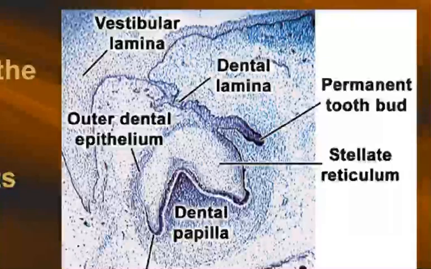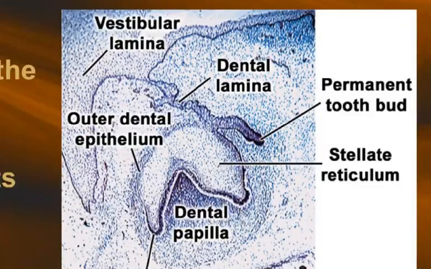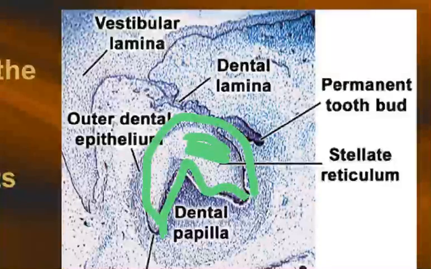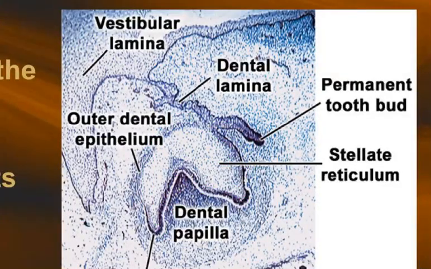Also, among the changes that take place during the early bell stage is the formation of a fourth type of cell within the enamel organ. Previously we have three: internal enamel epithelium, outer enamel epithelium, stellate reticulum. Now we have a fourth one, and the fourth one is here, just above internal enamel epithelium.